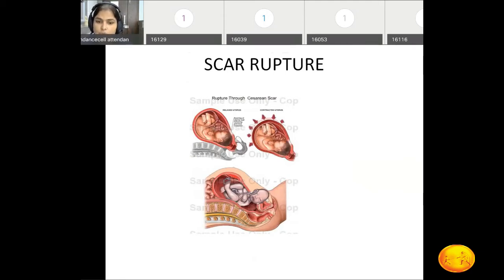Okay, so if it is intact and the baby is just in the process of delivering like this, you can at least save the baby. That's why always check for scar tenderness in a previously sectioned patient when she comes after the 7th month. Always keep on checking for scar tenderness.